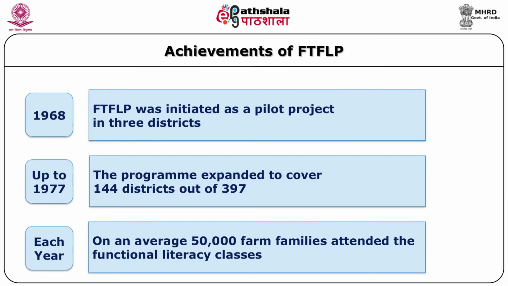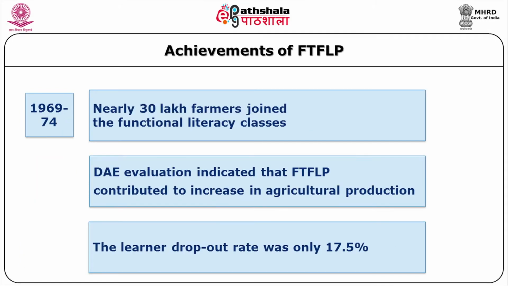Farmers Training and Functional Literacy Program was initiated in 1968 as a pilot project in 3 districts. Up to 1977, the program expanded to cover 144 districts out of 397. On an average, 50,000 farm families attended the functional literacy classes each year. During the fourth five-year plan from 1969 to 74, nearly 30 lakh farmers joined the functional literacy classes.